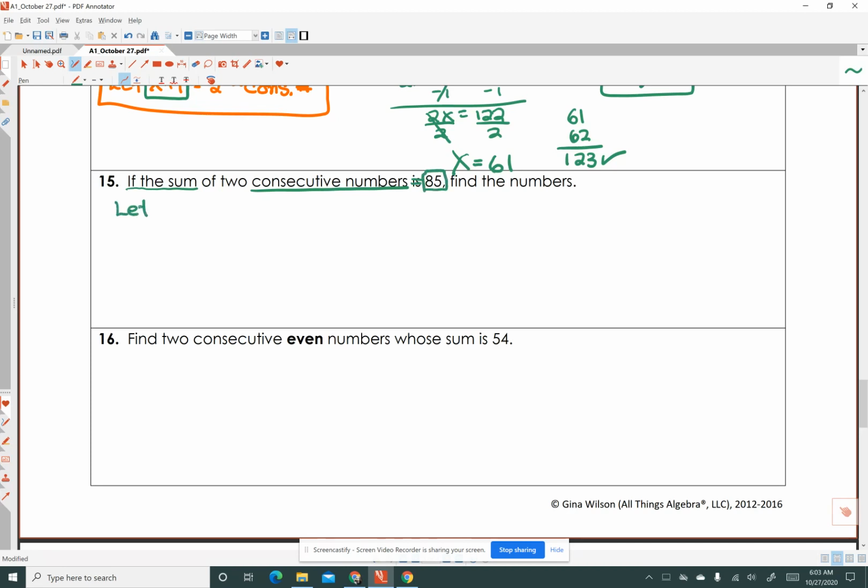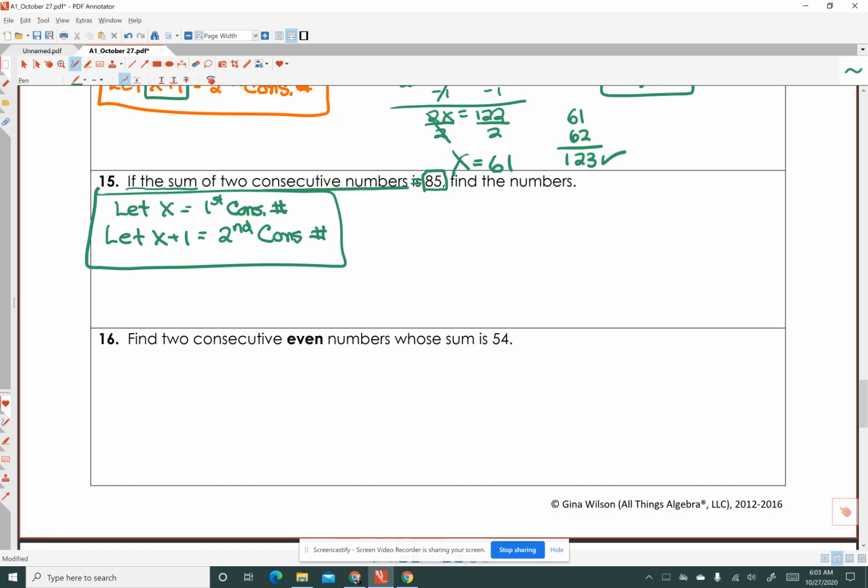Okay, so we're going to let x equal the first consecutive number. And we're going to let x plus 1 equal the second consecutive number. There's our X box. So we have our X, and our X plus 1 will equal 85. So let's just write out our problem. X plus X plus 1 equals 85. We'll combine like terms. And we'll subtract 1 from both sides. 2x equals 84. We'll divide by 2.